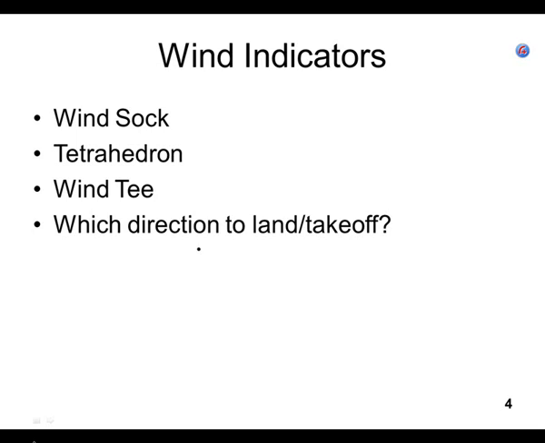So it's good to be able to look at one of these wind indicators so you can decide which runway to taxi to. If you just started your engine, you're taxiing to the runway, and you're wondering, should I go to this runway or that runway? You're going to look for the windsock, the tetrahedron, or the wind tee, and that's going to tell you which runway to go to. Yes?